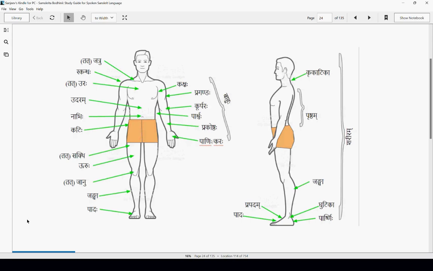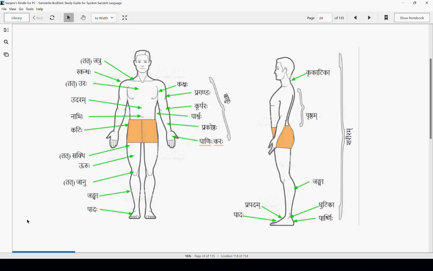Jatru is a collarbone. What is the lingam? Pulling? Not Pulling, because I indicated Tat there, in the parenthesis. Napumsakalingam. So there is no visarga, remember that. Okay.